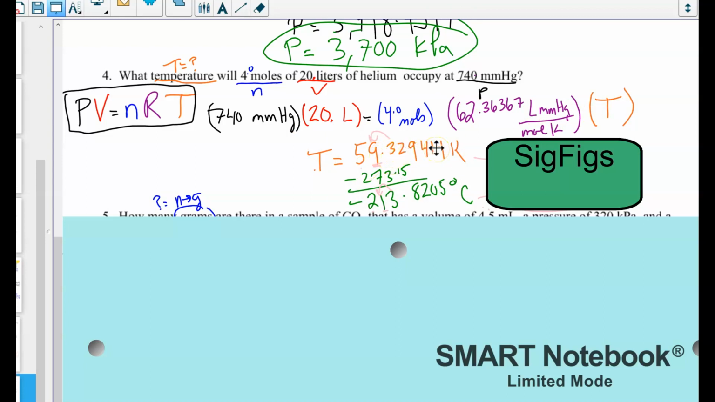But do we often get any problems giving us Kelvin? No, usually the problems give you Celsius. So we're actually going to subtract our 273.15 and get a Celsius answer as well. So in Celsius, that's negative 213.8205.